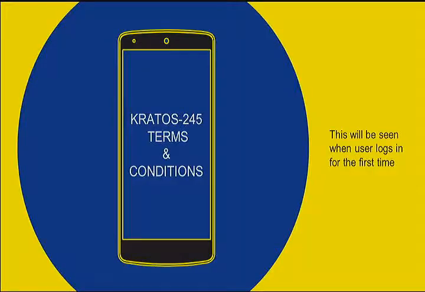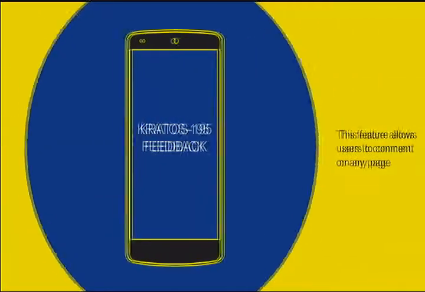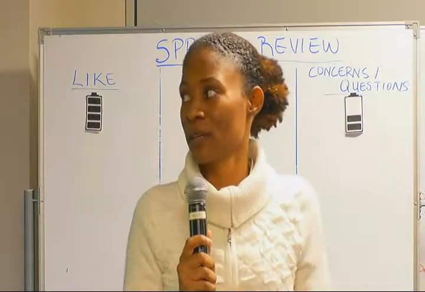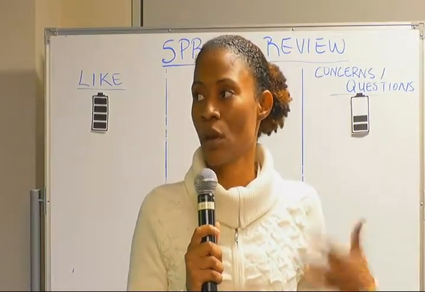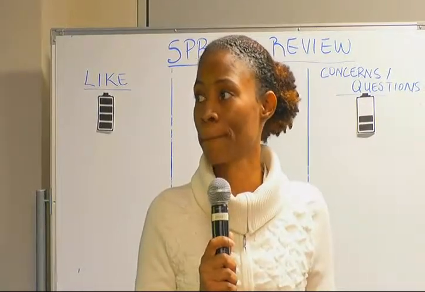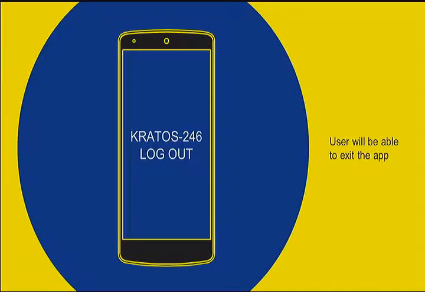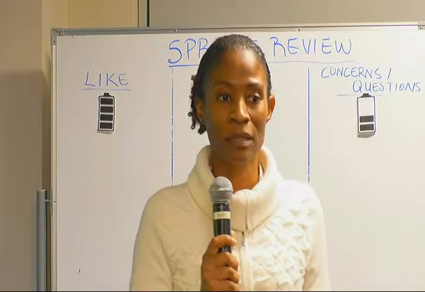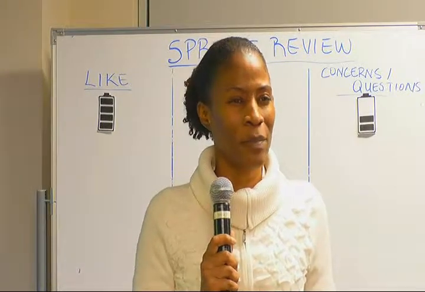We'll then go into the terms and conditions. This is what the user will see when they first log in. We'll move on to feedback. This particular feature is very important because this is what I will use to prioritize and to get feedback with regard to how you feel about the different features of the app. And we'll do logout. The user will be able to exit. First we will start with Chad, who will be showing us the icon as well as the feedback.